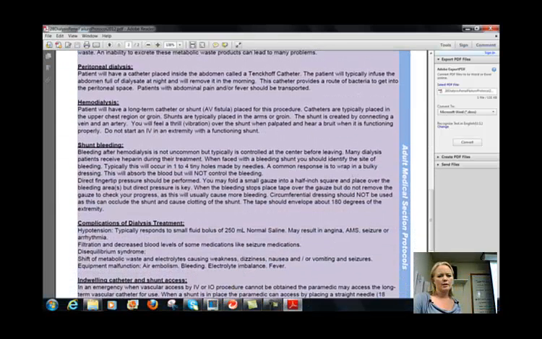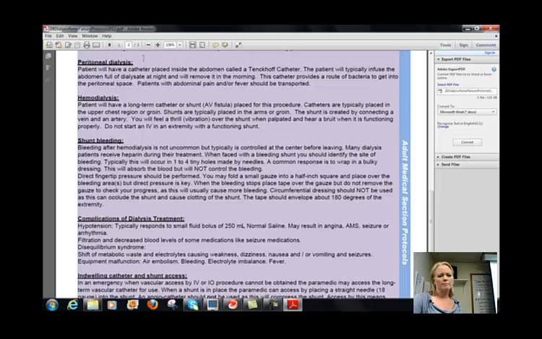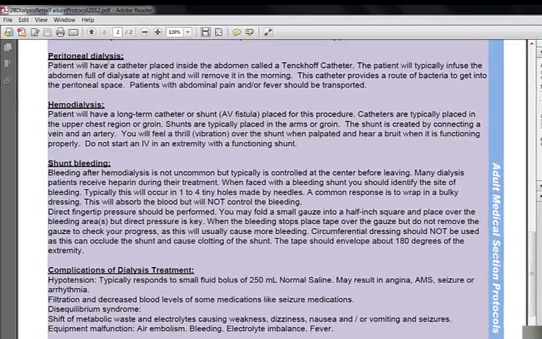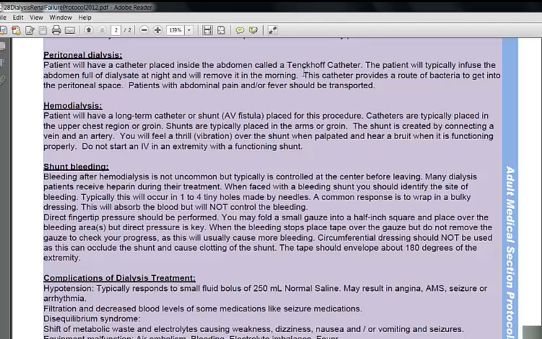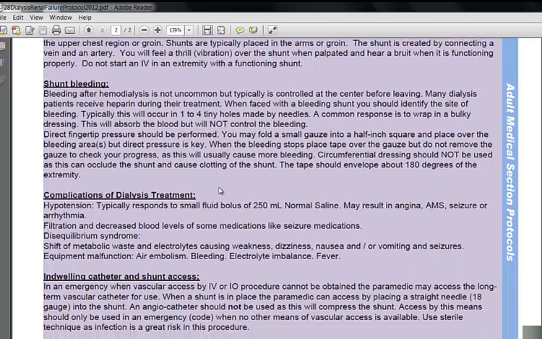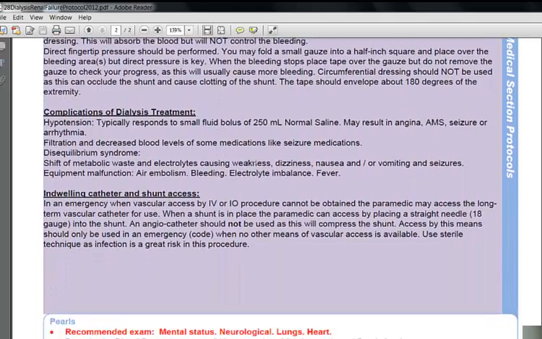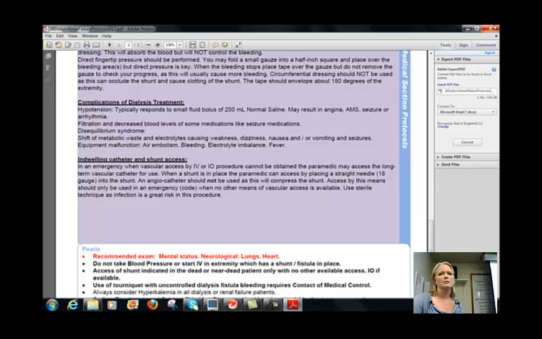There's a lot of information on here about dialysis. A lot of patients give themselves dialysis at home, and they can have problems with that. They can get infections in their abdomen from that. There's information on hemodialysis, how to treat shunt bleeding, typical complications of dialysis treatment, which is usually hypertension, and then how to deal with their indwelling lines. You can access central lines in a code situation. It's really the only reason why we mess with dialysis catheters or central lines is in a code.